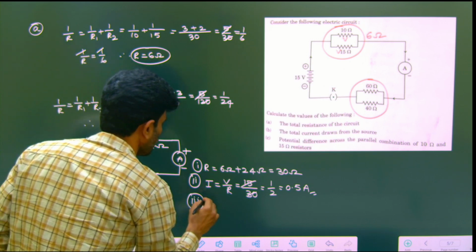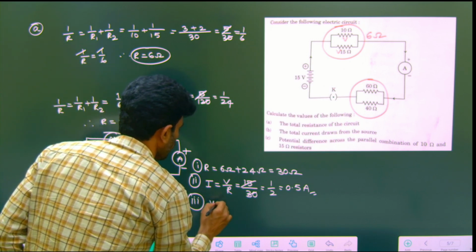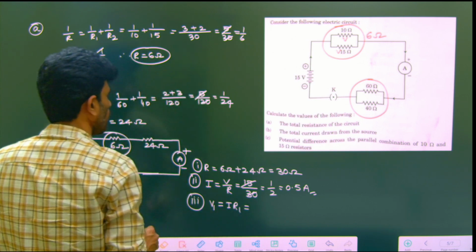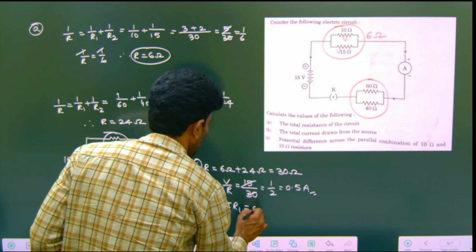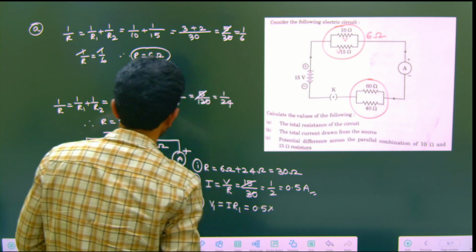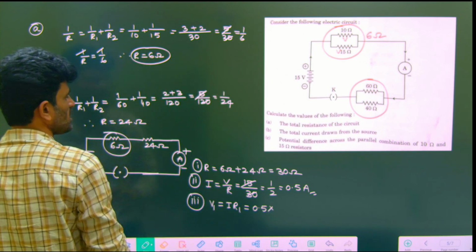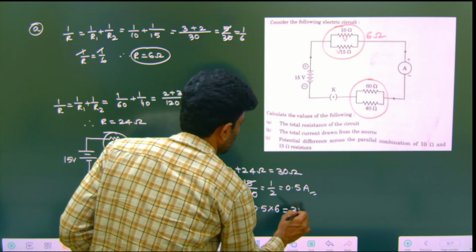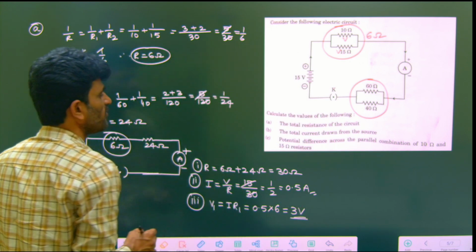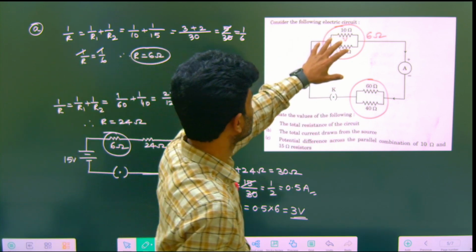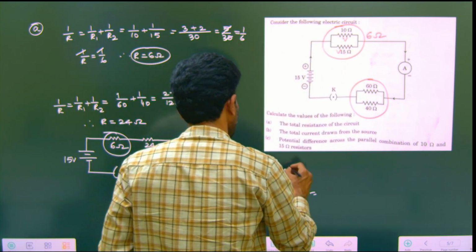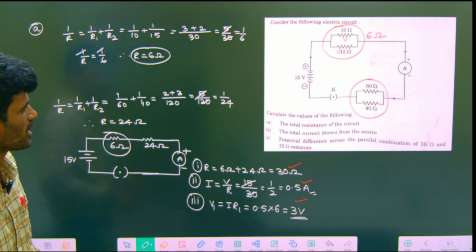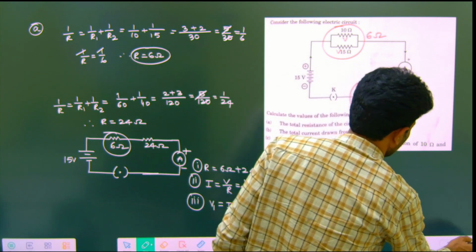To find that, V1 is equal to I into R1. What is R1 here? 6 ohms. What is I? 0.5. So 0.5 into 6, the effective resistance of 10 and 15. So it is 3 volts. This is the potential difference across 10 ohms and 15 ohms. These three are the answers. If you have got these three answers like this, your answer is correct and you will get 3 marks for this. Okay, this is one question.